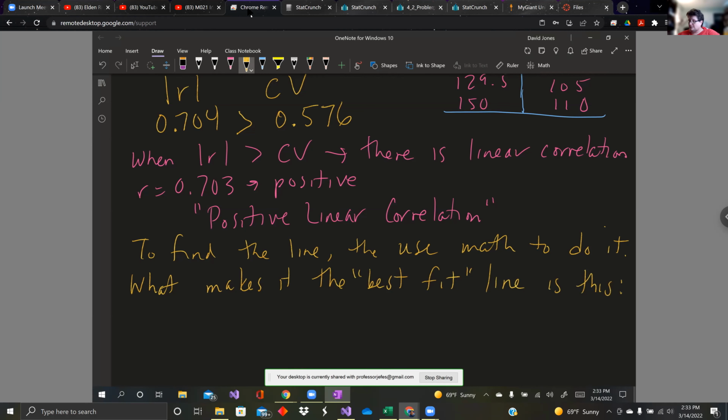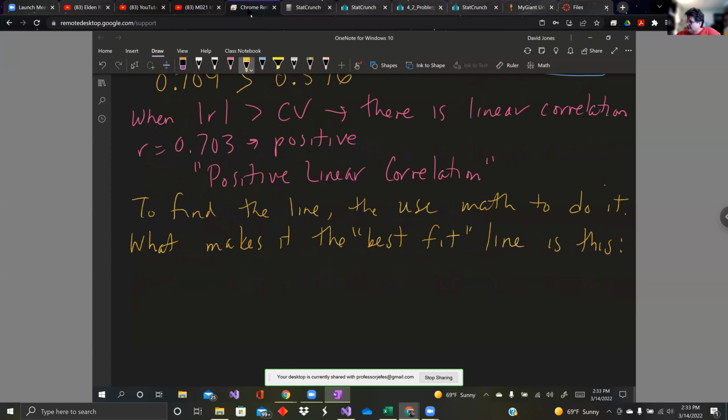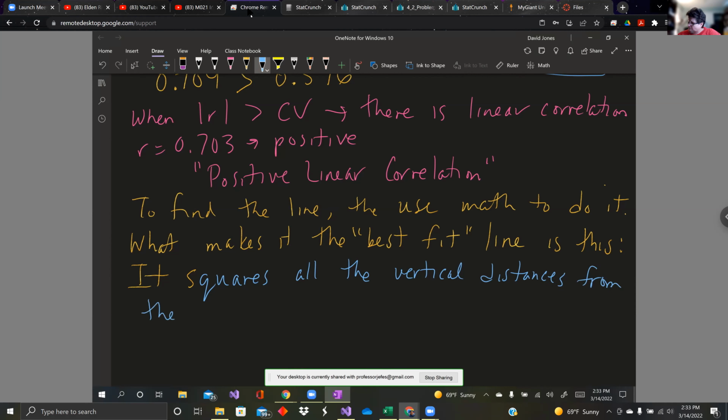Is this. It squares all the vertical distances from the points to the line, and sums them up. This vertical distance.